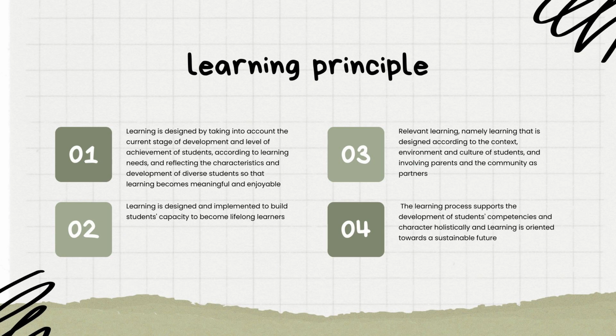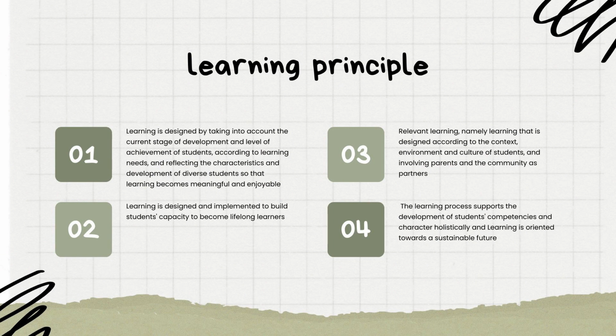Next is about learning principles. Number 1, learning is designed by taking into account the current stage of development and level of achievement of students according to learning needs, and reflecting the characteristics and development of different students so that learning becomes meaningful and enjoyable. Number 2 is learning designed and implemented to build students' capacity to become lifelong learners.